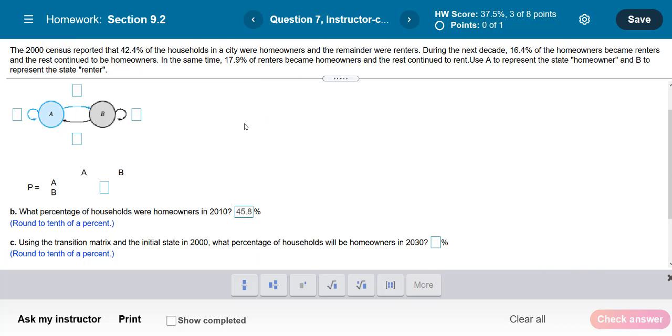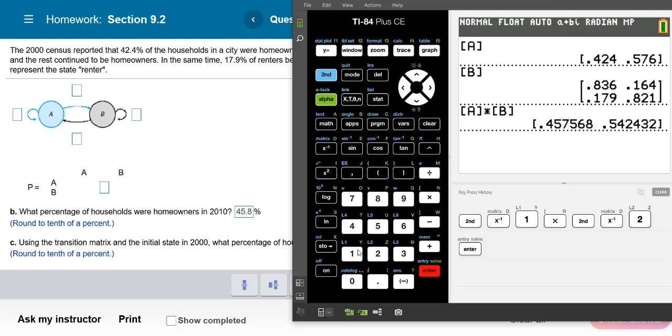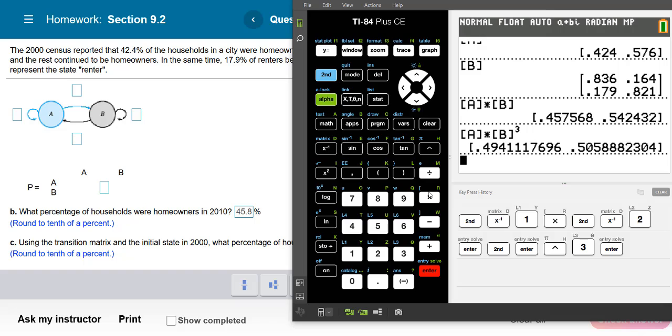So likewise, the second question was right from the previous section's homework. So what percent were homeowners in 2030? That would be the third state from the original census. So we would do A times B to the third power. If I go second, enter, and put an exponent of 3. And again, we're looking for the homeowners, which is the first number.